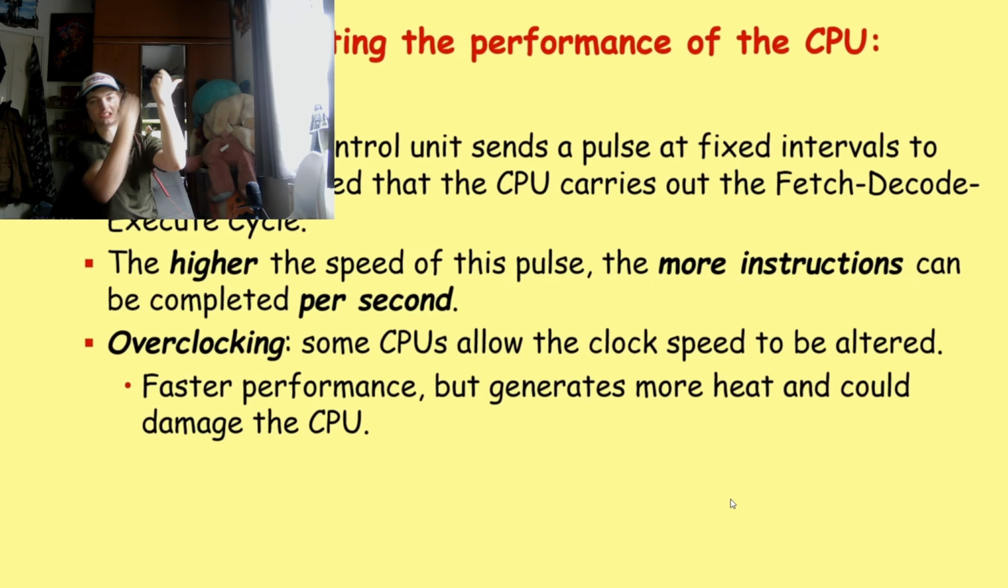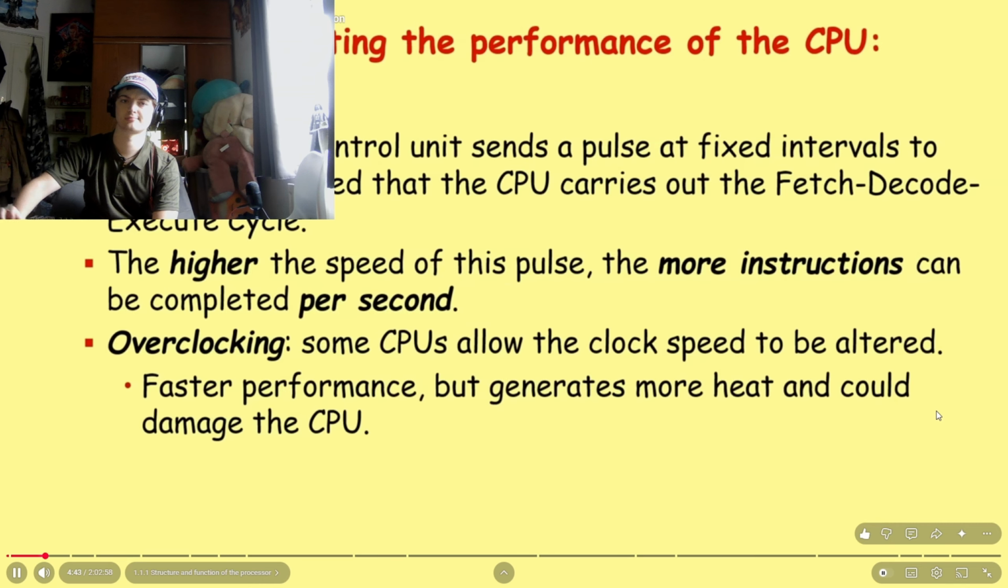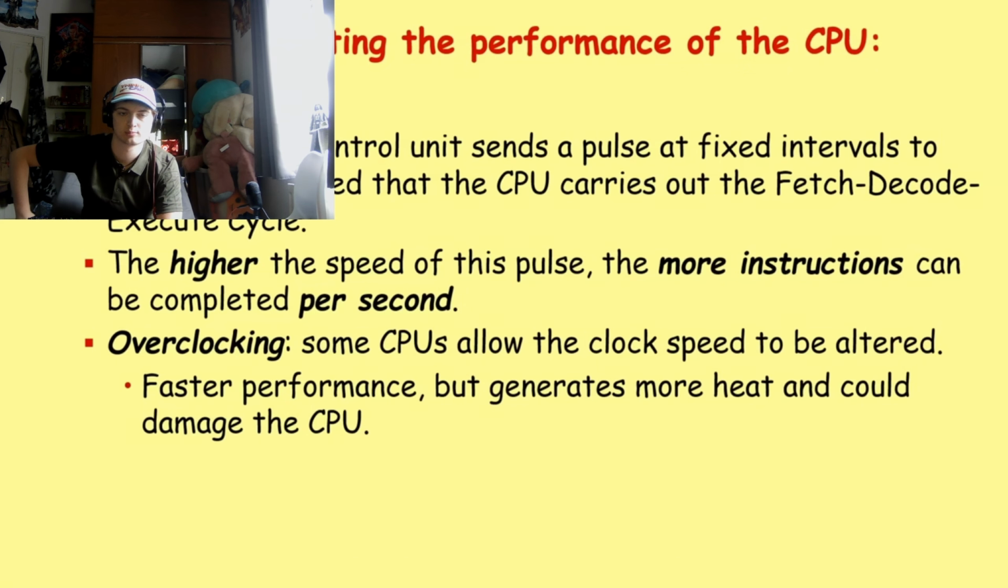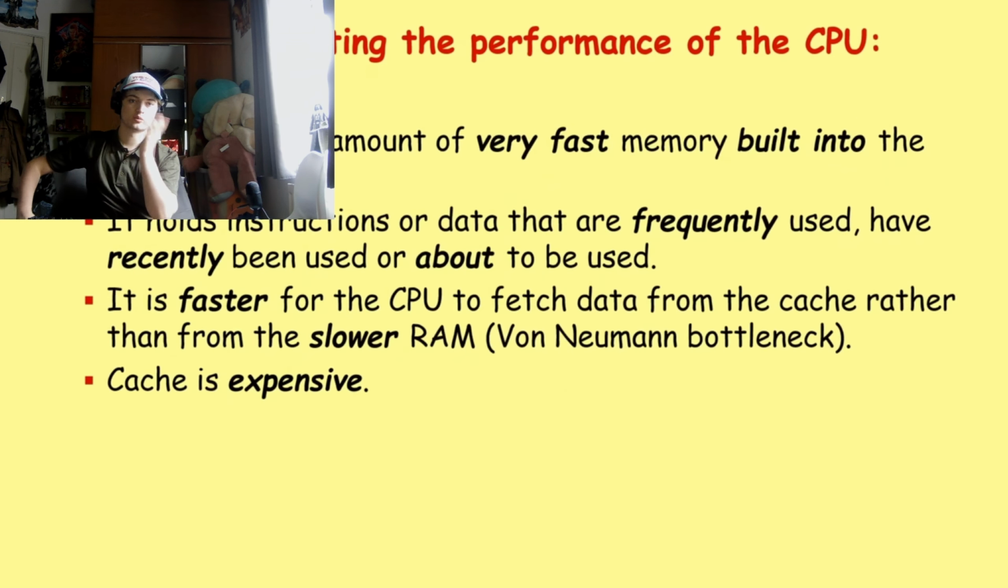Overclocking. Some CPUs allow the clock speed to be altered. This can result in faster performance because the CPU can carry out more instructions in the same amount of time, but it generates more heat and could damage the CPU. Cache. Cache is a small amount of very fast memory built into the CPU. It holds instructions or data that are frequently used, have recently been used, or are about to be used. It is faster for the CPU to fetch data from cache rather than from the slower RAM. That's the von Neumann bottleneck in operation. However, cache is expensive, certainly more expensive than RAM.